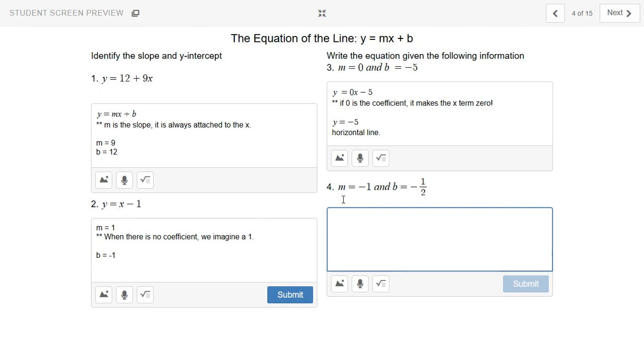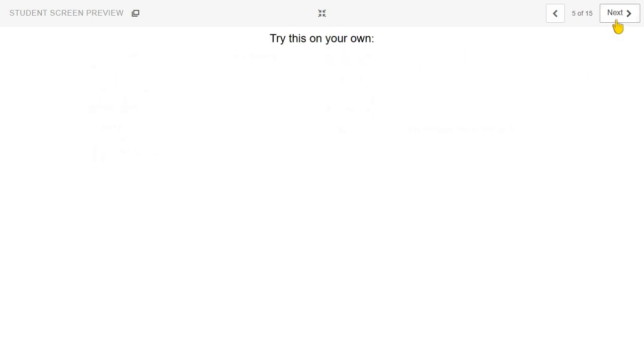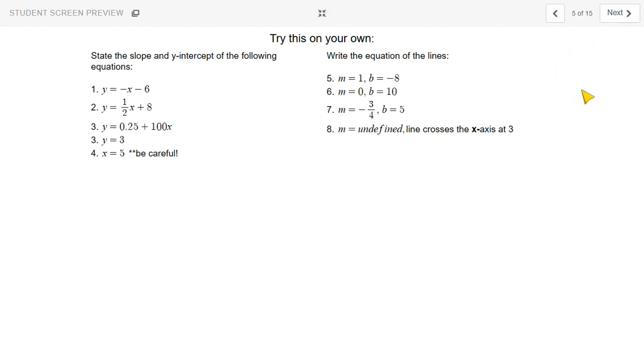Example 4, m is equal to -1 and b is equal to -1/2. So we have y is equal to -1x minus half. But once again, if I have the 1 here, it's a bit redundant. So we're going to simplify the -1 just to -x minus half. All right, pause this video and try some of these on your own.